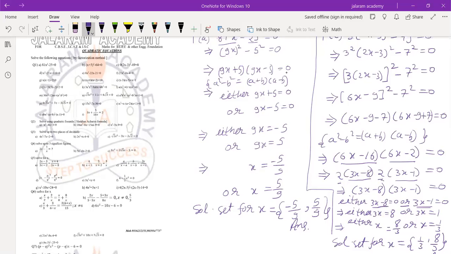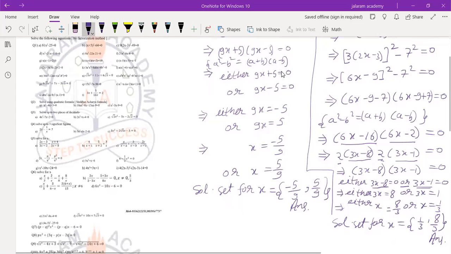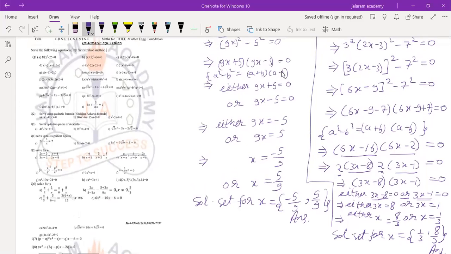Sir, is it compulsory to write this line, solution set for x? Yes. What is the need of writing this here, sir? Why is it written, solution set? In the question, we have to find the solution. So we have to write the solution finally. Okay, sir. This is the proper way of solving any question. Solution set.